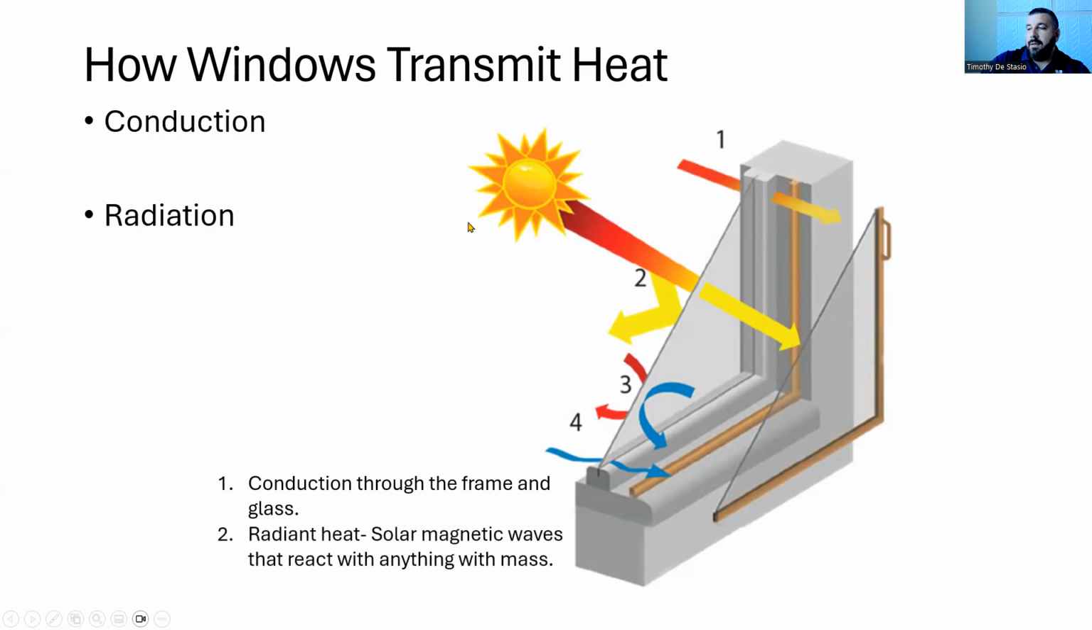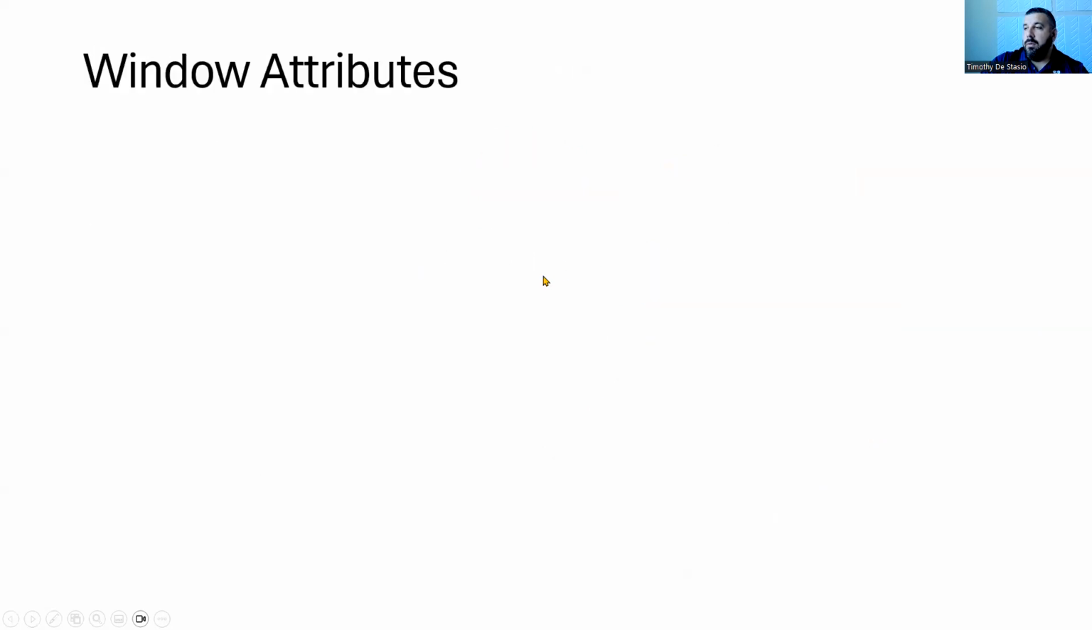And then radiant heat is kind of a cool thing to think about, because that is electromagnetic waves that come from the sun that react with anything with mass. So these electromagnetic waves travel through the void of space. They don't do hardly anything. They hit the Earth's atmosphere, they start moving molecules around, creating heat, but where they really start having a big effect is when they hit something solid with a lot of mass to it, like a window, like a building, like a person. So radiant heat is a big deal when it comes to windows.